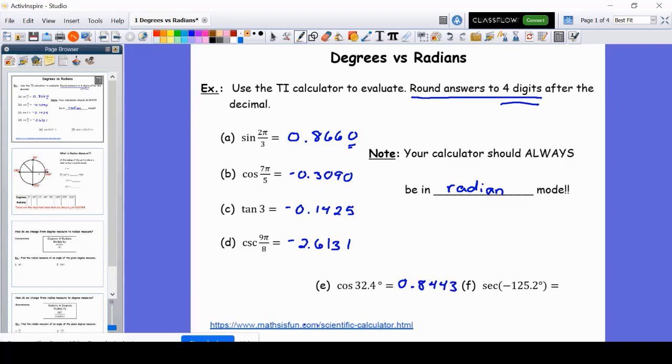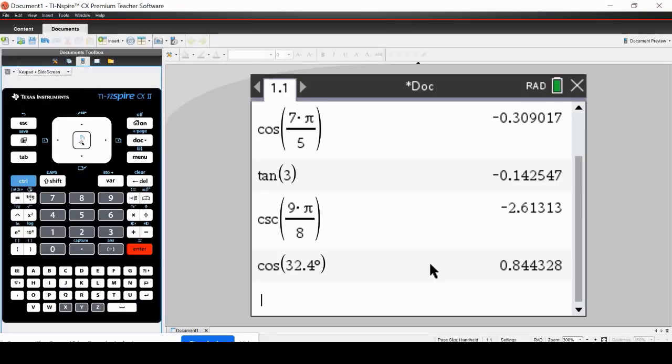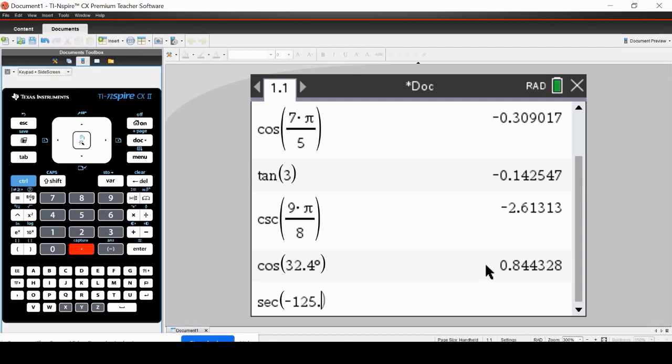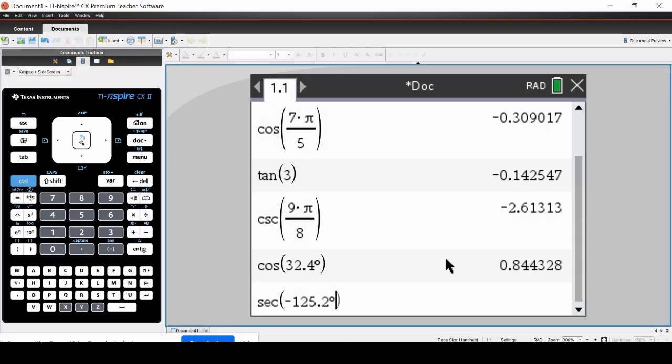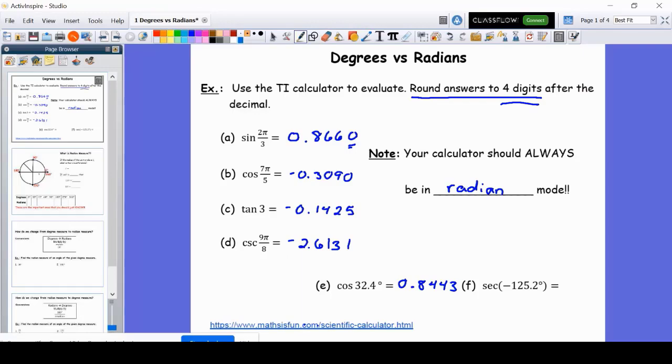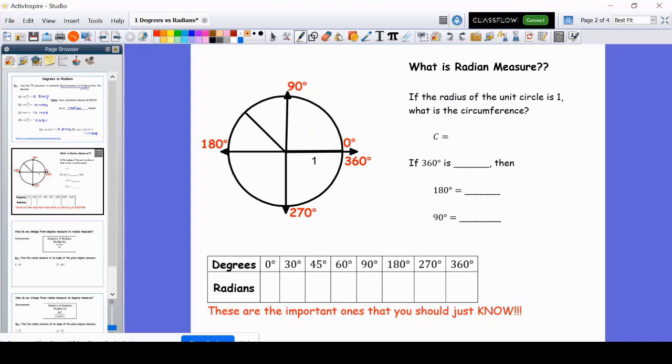which means my answer to 4 digits after the decimal is 0.8443. And if I want to do the secant of a negative angle, I go to my trig, I go to secant, and it's the negation of 125.2, and don't forget the degree symbol. Anytime you're dealing with an angle in degrees, you have to write or type the degree symbol. It is not optional. So this answer is negative 1.7348.